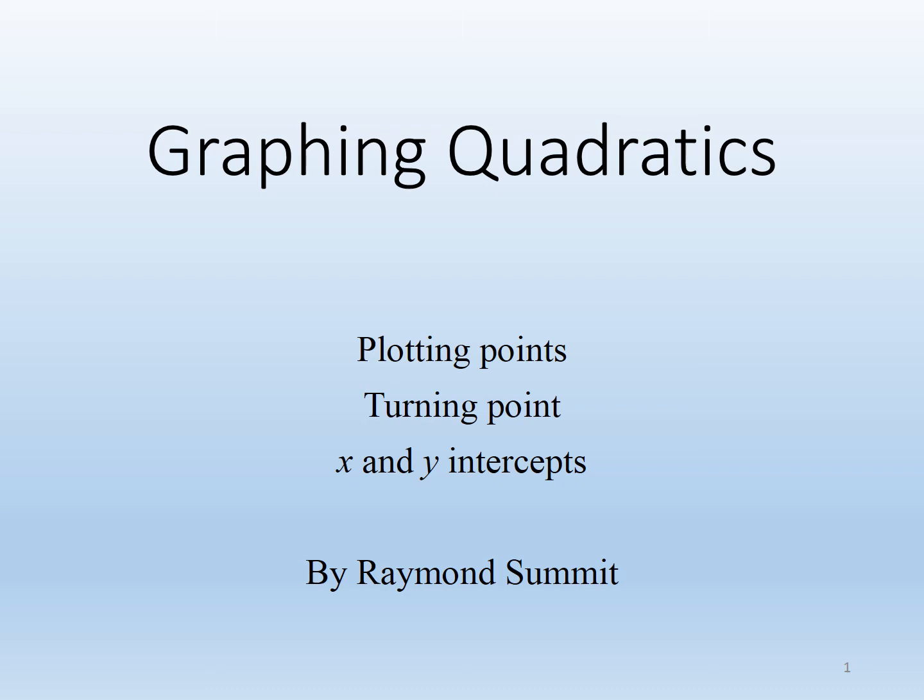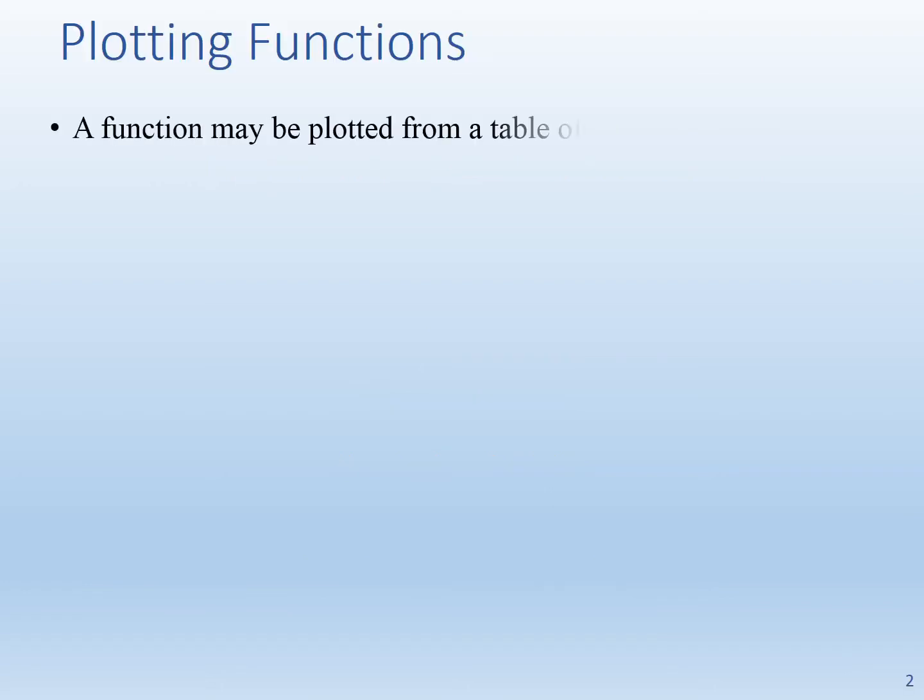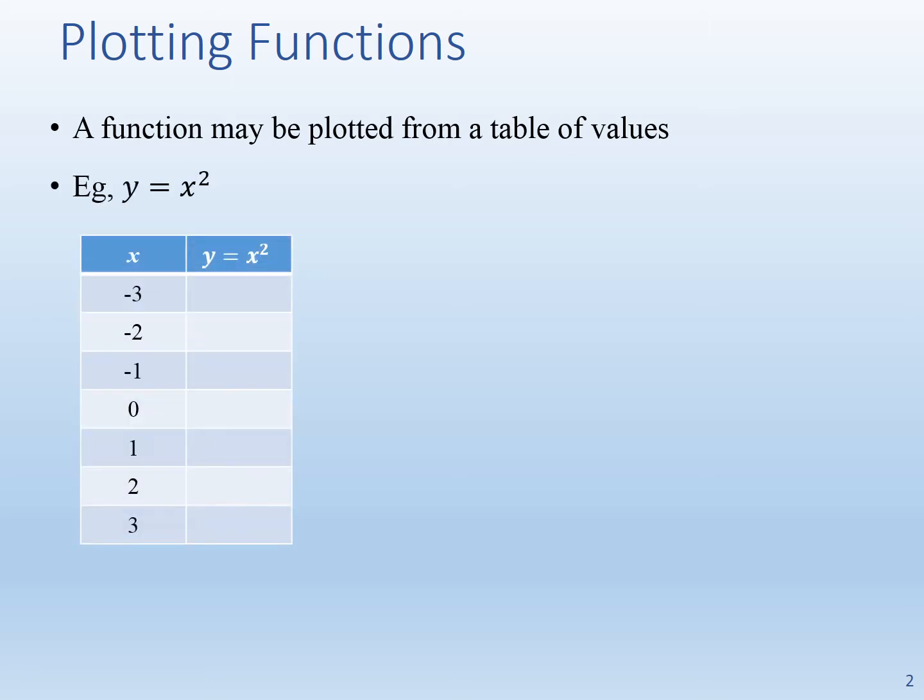In this lesson, we'll see how we can graph a quadratic by plotting points or by finding the turning point and the intercepts. Any function can be plotted using a table of values. For example, the function y equals x squared can be plotted using this table of values.